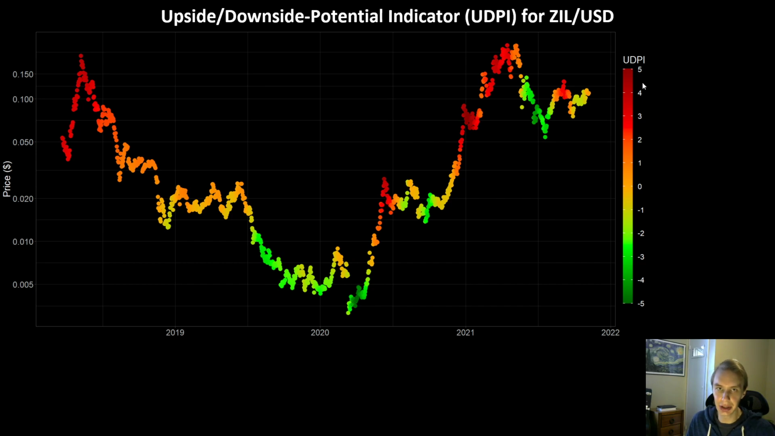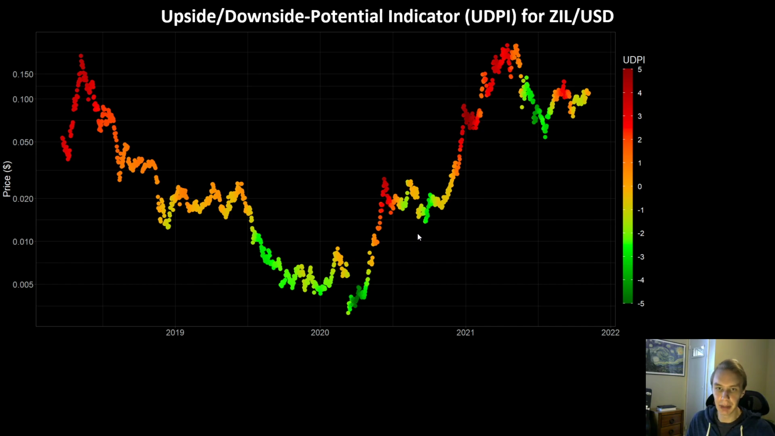So the way you can read this output is a score of 5 is high risk. That's when the upside potential is quite low, downside potential is quite high. -5 is low risk. That's when the upside potential is quite high, downside potential is quite low. What you can see is that across time, the UDPI has been pretty great at identifying these low-risk zones in ZIL's history, as well as these high-risk zones, these tops or local tops where there have even been corrections coming off of them or corrections into sideways action.